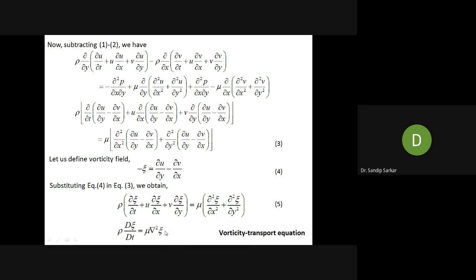That means if we could solve this vorticity transport equation, we would be able to generate the pressure field, the velocity field, and the stream function field inside a two-dimensional flow domain. So that is the situation that we have already discussed and seen.